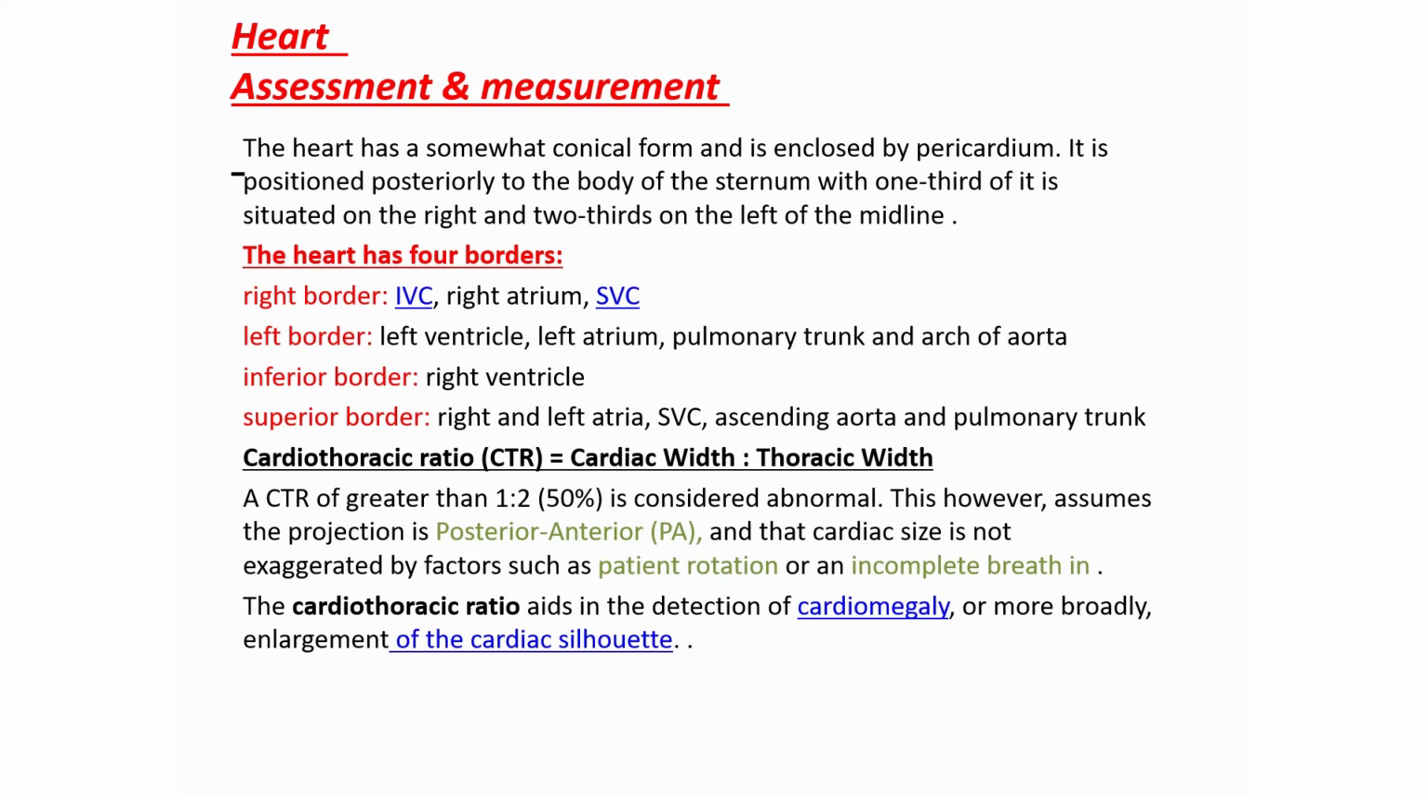Also, it's important that the patient should not be rotated in order to make the correct calculation. The cardiothoracic ratio helps us to decide about the cardiomegaly, or more precisely, the enlargement of the cardiac silhouette, because it may be not just the heart itself enlarged, it could be something around it that makes the cardiac silhouette enlarged. So this is the importance of the cardiothoracic ratio.